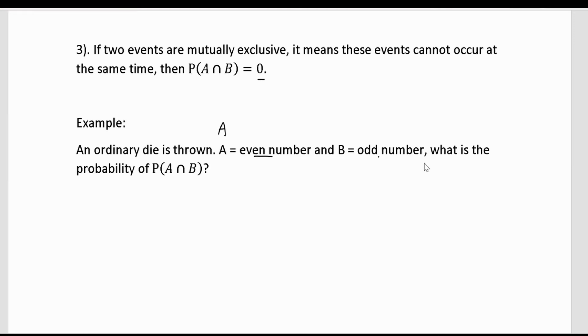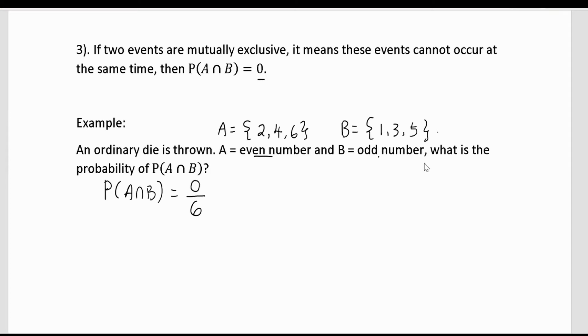If we look at event A, there are 3 possible numbers, which are 2, 4, and 6, when an ordinary die is thrown. Then look at B. To get an odd number when you throw a die, it's either 1, 3, or 5. So what is the probability of A intersect with B? Out of 6 possible outcomes, the event we are looking at is A at the same time as B. The number has to be even and odd at the same time, and you know this is not going to happen, which is 0. Hence the probability is 0.